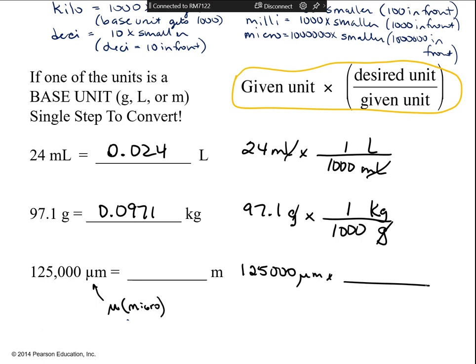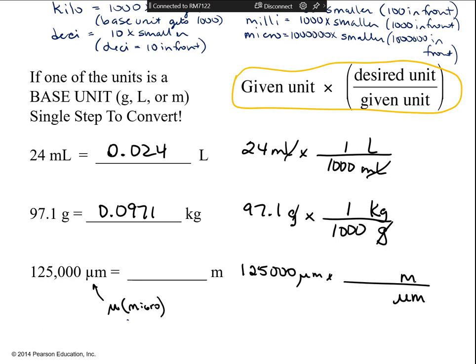So what unit did you put on the bottom? Micrometers. So the unit you just had goes on the bottom, just like all the other ones. So first, before you put a number, what's the unit that goes on top? M. Okay, so the answer. So put the two units first, now go back and put the numbers.